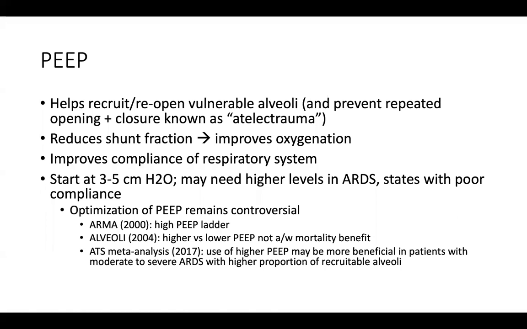But what PEEP is also doing by applying that positive pressure into the alveoli, it's helping to improve the transpulmonary pressure, and that is the pressure across the alveolar wall. And that is a driving pressure that helps keep alveoli open and helps prevent the lungs from collapsing. And so when you're doing this and you're optimizing the alveolar volume, you are reducing your intrapulmonary shunting and you're reducing your shunt fraction. And so that is how you're actually improving oxygenation.